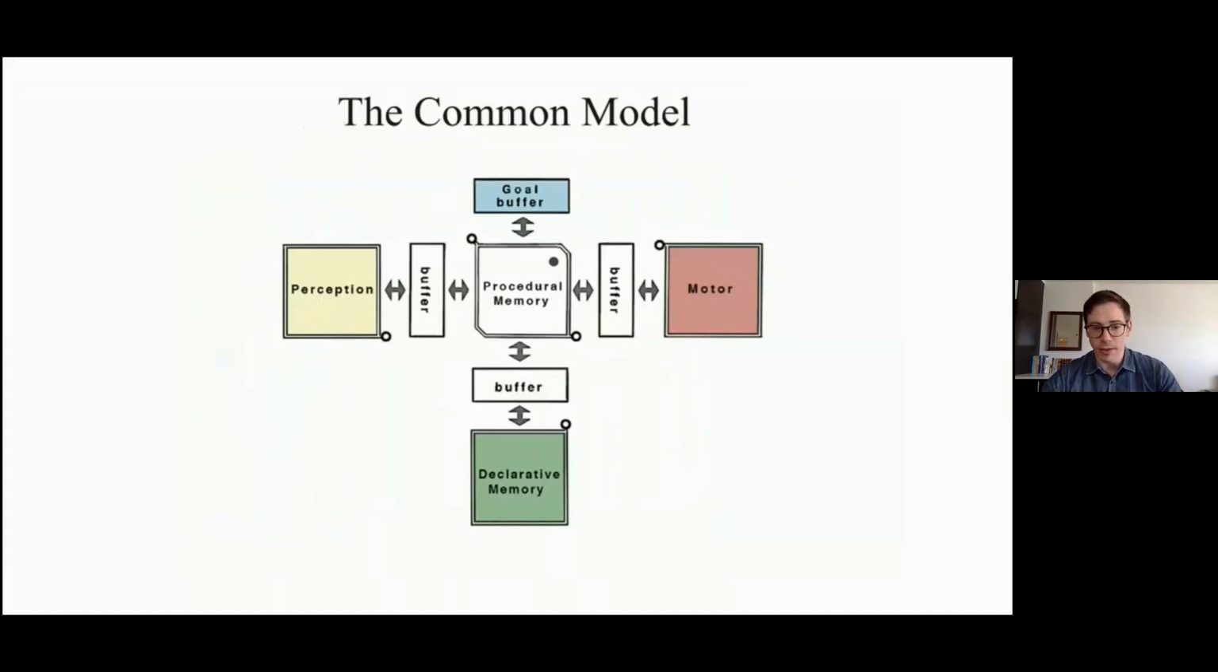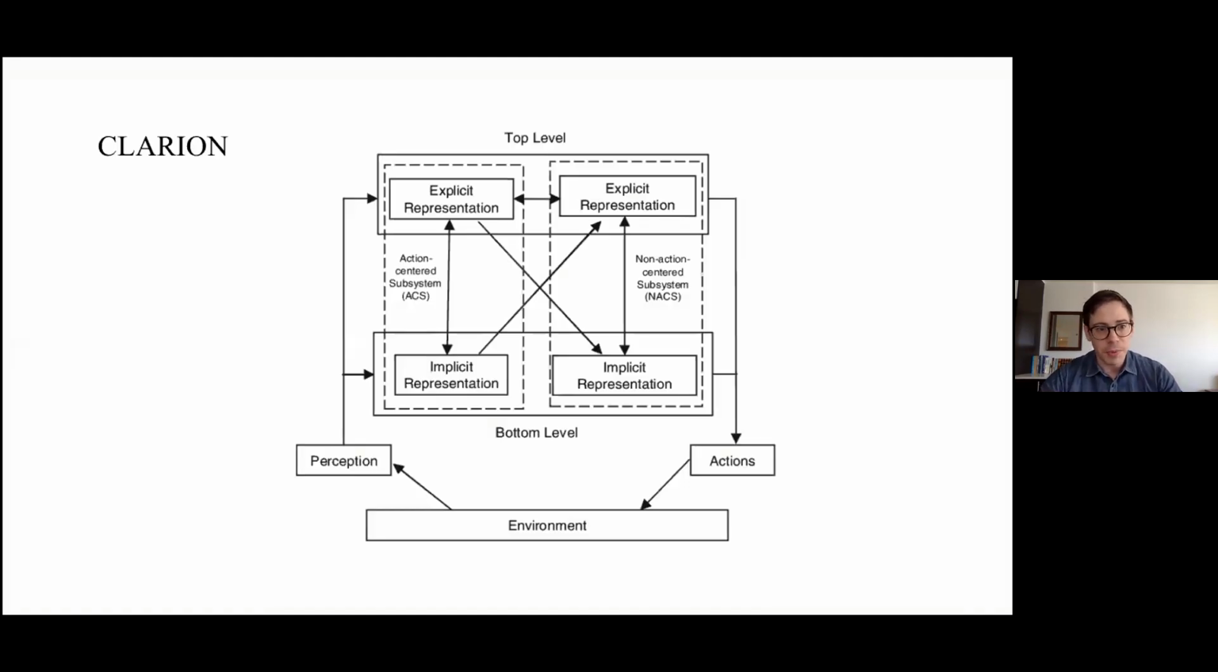We all knew they all had declarative memory. They all had some form of procedural memory, some form of perception, some sort of motor output. And they all worked through buffers and so on. So again, we're trying to unify them, and this is the best we've got so far, the common model of cognition. And this is where they get a little scary.